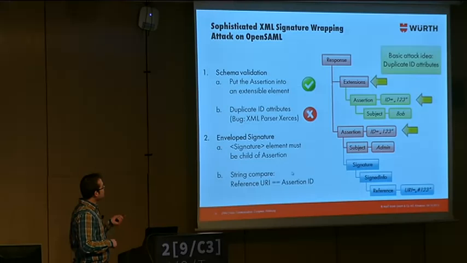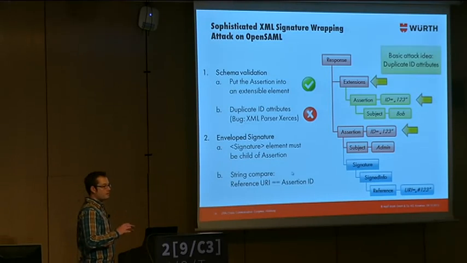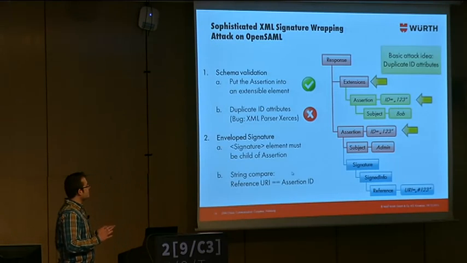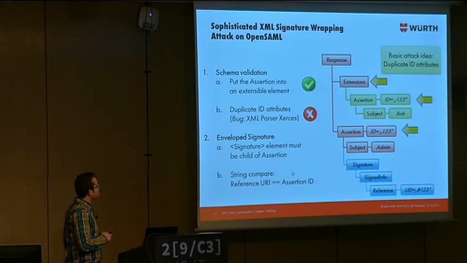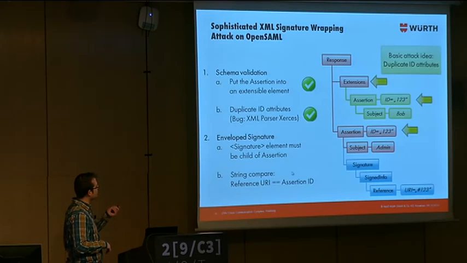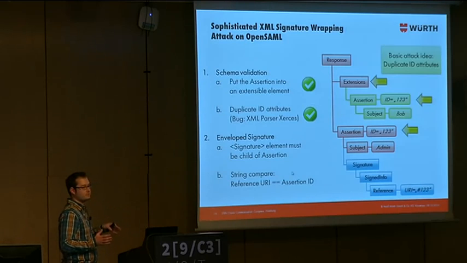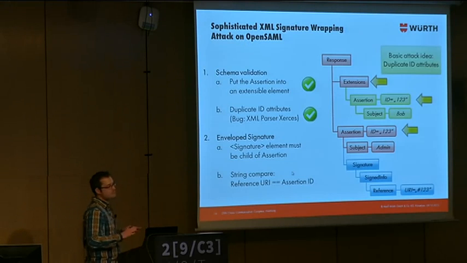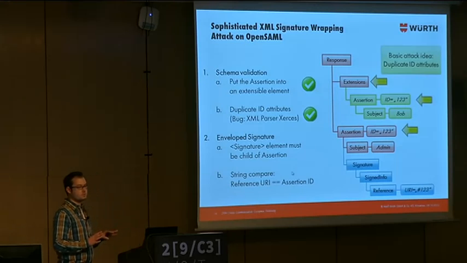And now we come to duplicate ID attributes. Normally this should throw an error message. But OpenSAML uses an XML parser library, Apache Xerces, that had a bug. Because of this bug, this check failed by mischief. And to our best knowledge, this bug is still open in Apache Xerces.